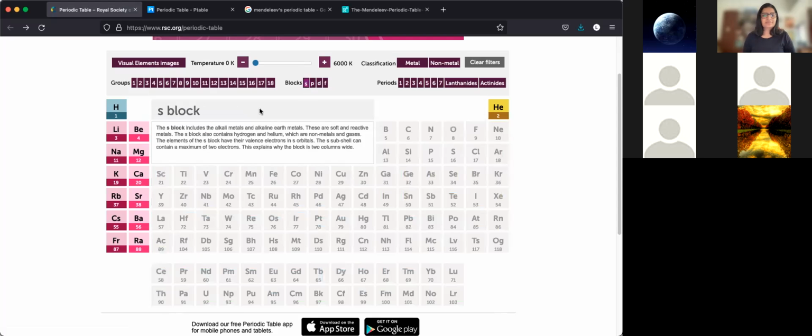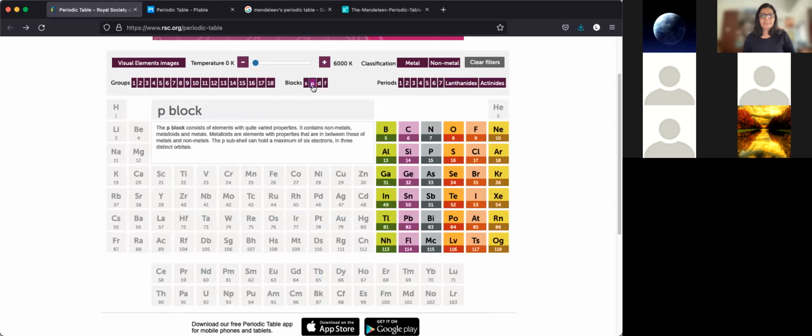S block, extreme left side, consists of highly reactive metals. P block, you can see oxygen, nitrogen. You can also see indium, tellurium, which you're not familiar with, but you have gallium, germanium, tin, lead. So this contains metals, metalloids, and non-metals. Okay. So P block contains all types of elements. S block is only metals.